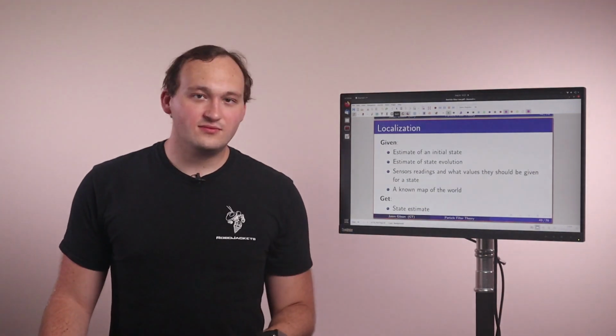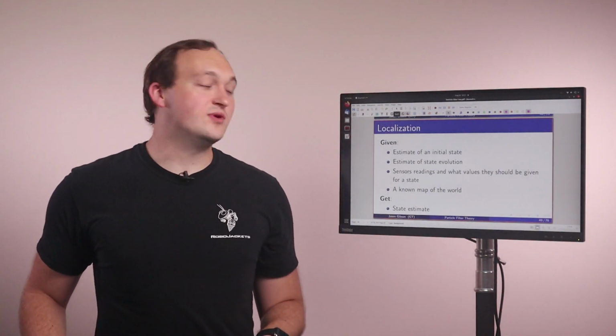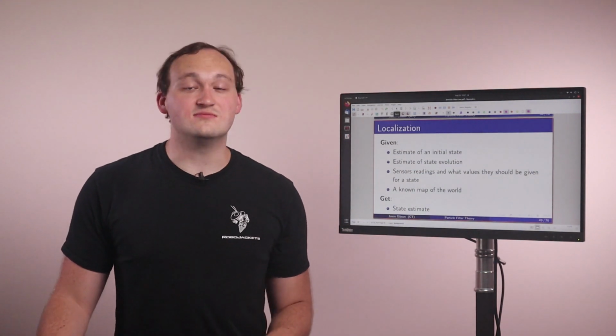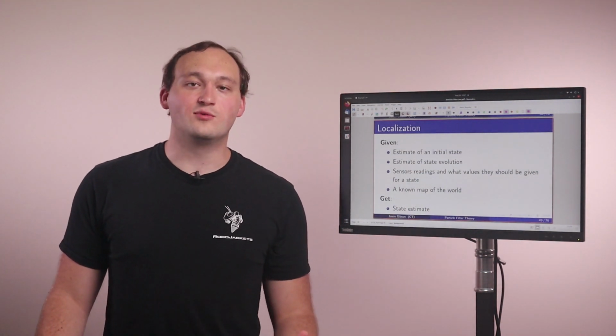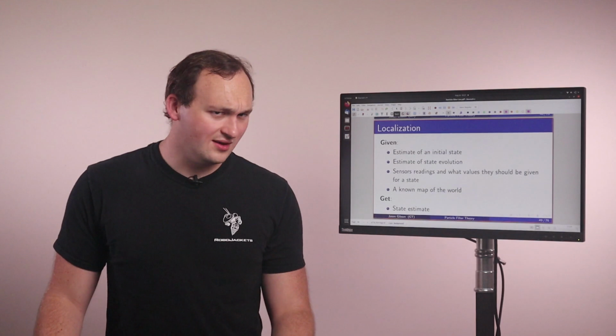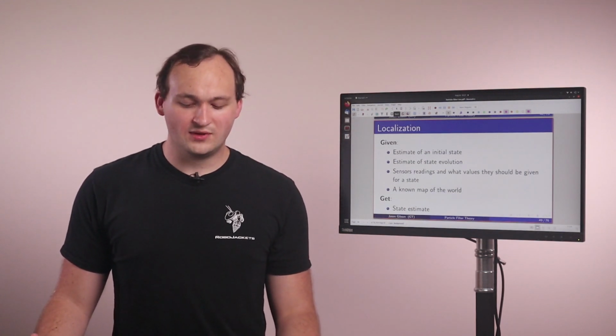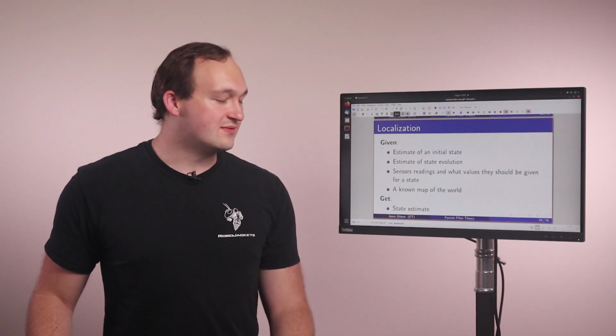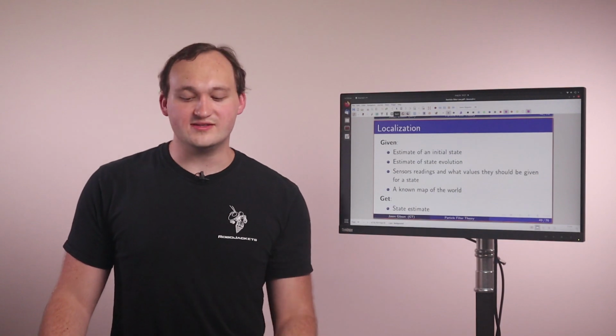What we typically have is some idea of where we start, so an estimate of our initial location. We have some idea of how our state is going to change over time. We have some sensors that are giving us some information about where our state is. And then we have some idea of the world. Through all of that, what we get out is something called a state estimate, so where our robot is in 3D space.